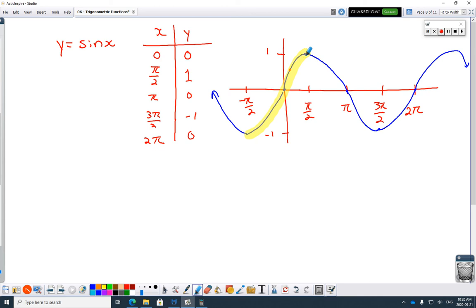So when someone says, give me the primary answer for when sine x equals 0, you just say 0. You don't get carried away with the other ones. We know the other ones are out there. We're not forgetting about those. But we're giving ourselves a section of sine to work with as our base.